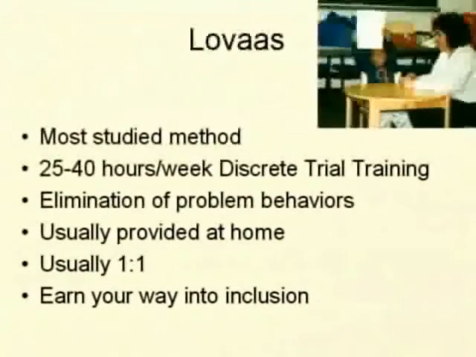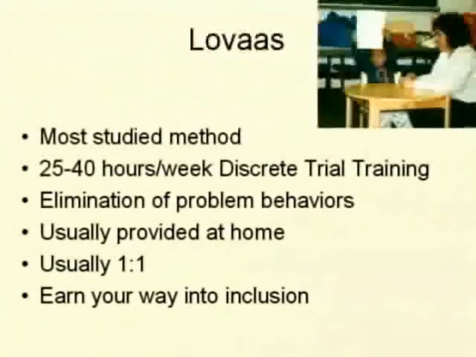Okay, Lovaas is the most studied method. So what it often looks like is discrete trial training, or sitting at the table and doing one-on-one drill and practice. They often start with hierarchical skills that get you prepared for learning. So an initial skill might be coming to the table and sitting down and staying seated for long enough to be able to attend to another person. And then you build from there. Again, the correct response is rewarded. Incorrect responding might be ignored or corrected. It often focuses on elimination of problem behaviors.